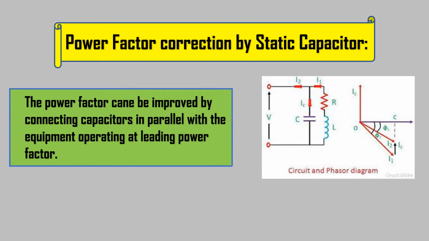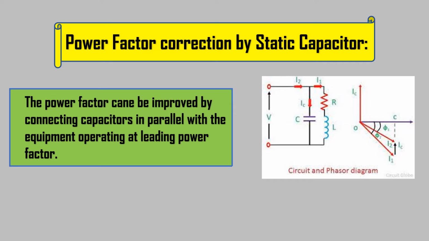Number one, power factor correction by static capacitor. The power factor can be improved by connecting capacitors in parallel with the equipment operating at lagging power factor. Consider an inductive load consisting of a resistor R and inductor L connected to an AC supply. The capacitor draws a leading current and partly or completely neutralizes the lagging reactive component of load current. This raises the power factor.